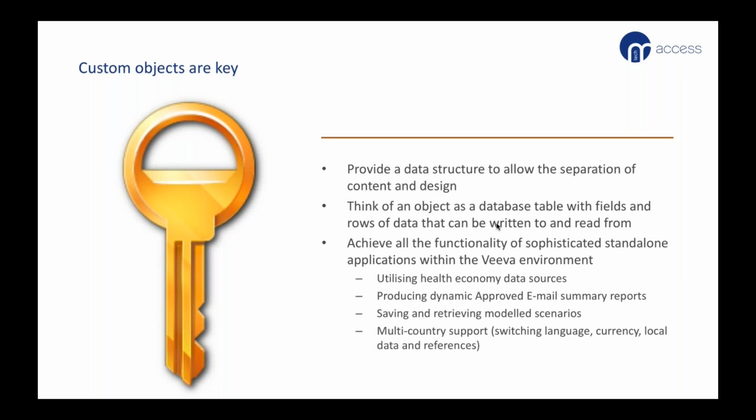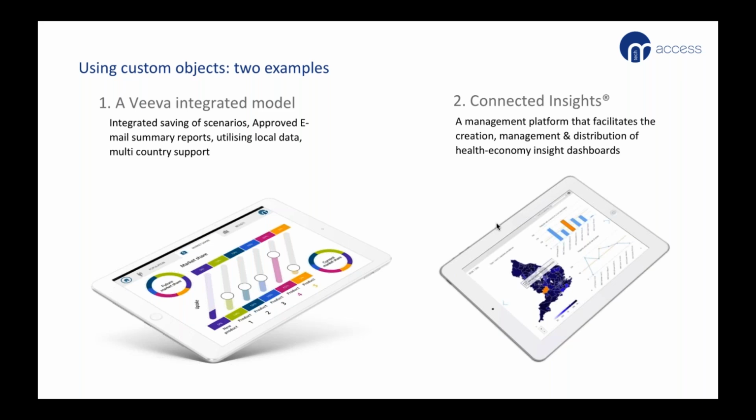So we're going to look at a couple of examples. You can see a list here where we're going to look at how we can include health economy data sources within our presentations, produce dynamic approved email summary reports, saving and retrieving modeled scenarios, and even the multi-country support we mentioned earlier. Now I recognize a few of the names on the call, and several of you would have seen our budget impact model demo previously. I would say just hold on. We're going to share that and give some examples of where we've used these objects and achieved certain functionality.